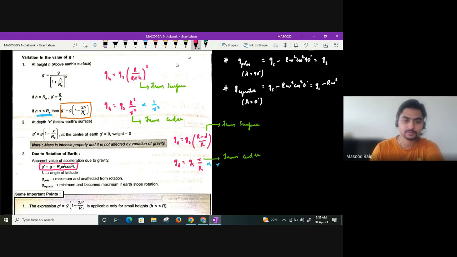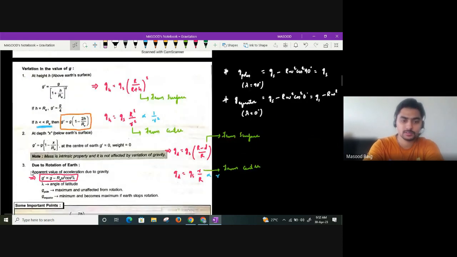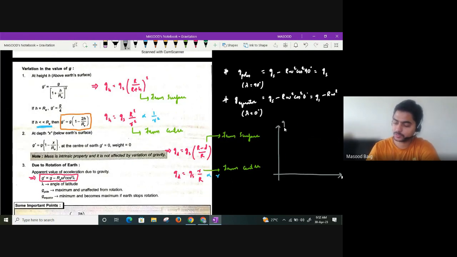Clear, all of you? Three things are very important: this formula, similarly this particular formula, and this formula, guys. Clear, all of you? Mass, however, is not going to change again. So if I plot the variation of g with respect to small r, what is going to happen? At the center, small r value will be 0. Center is lying inside. At a certain depth means, obviously that will also lie inside. So at center, g value will be 0, guys.